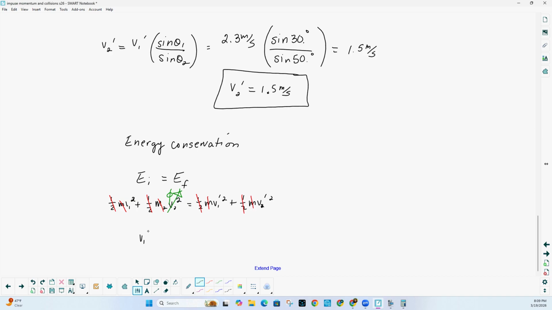So now we know that V1 squared is equal to V1 prime squared plus V2 prime squared. And that's a third equation that you could use to solve for a third unknown. So I'll just add that in there. All right, there you go. I hope you've learned a lot about how to solve a collision problem in 2 dimensions.